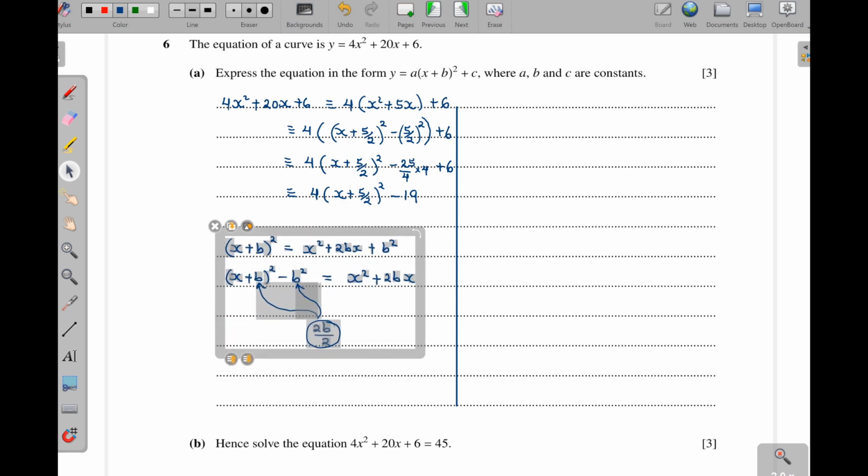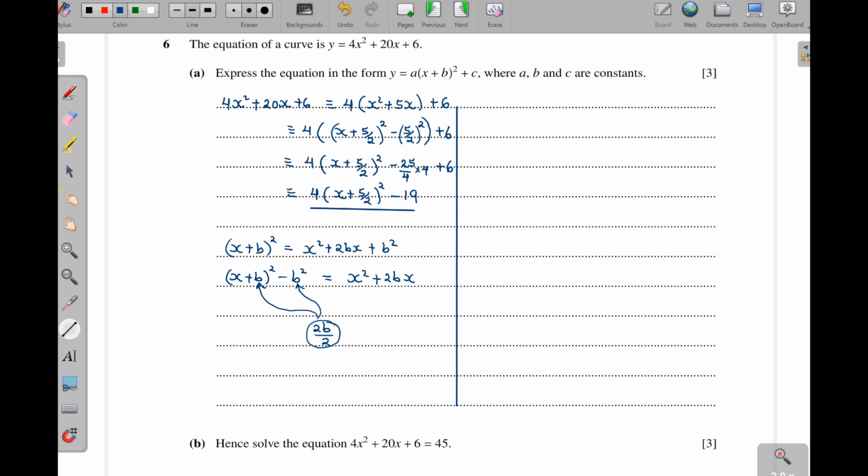And they said a, b, and c are constants. They didn't say they are integers. Integers are whole numbers, positive or negative whole numbers. You see that? But I can see the 5 here. Okay, 5 over 2. That one is also a constant. So we just leave it here like that.